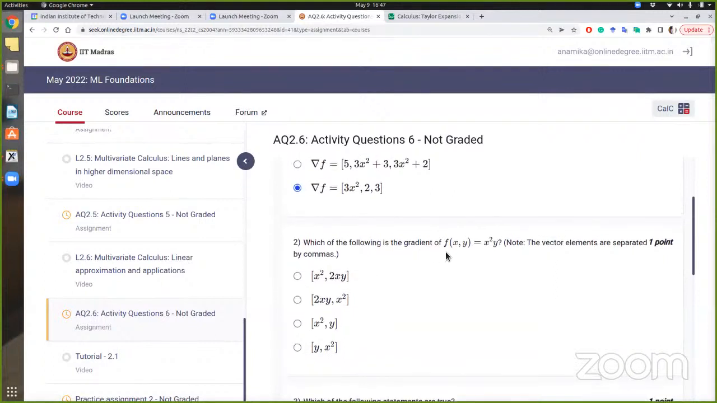Which of the following is the gradient of f of x comma y? Dou f by dou x will be 2xy, and dou f by dou y will be x squared. Okay, this one.